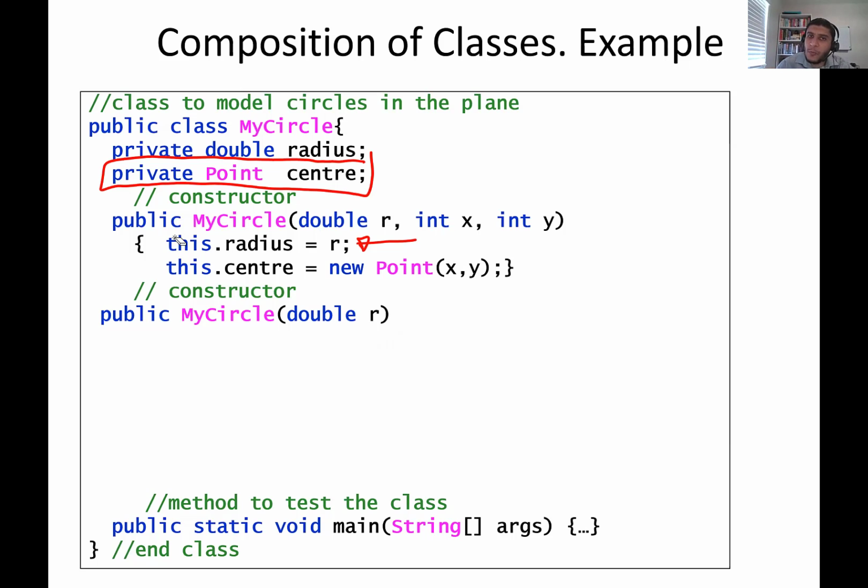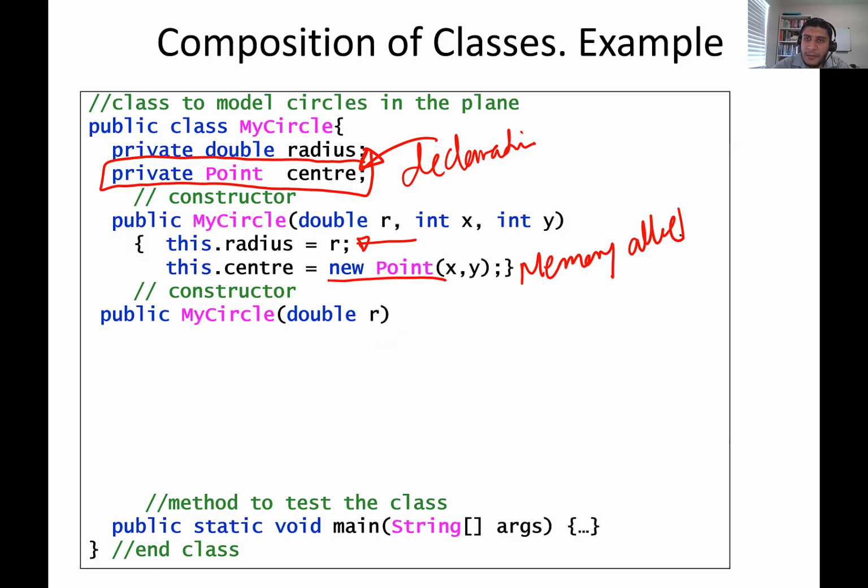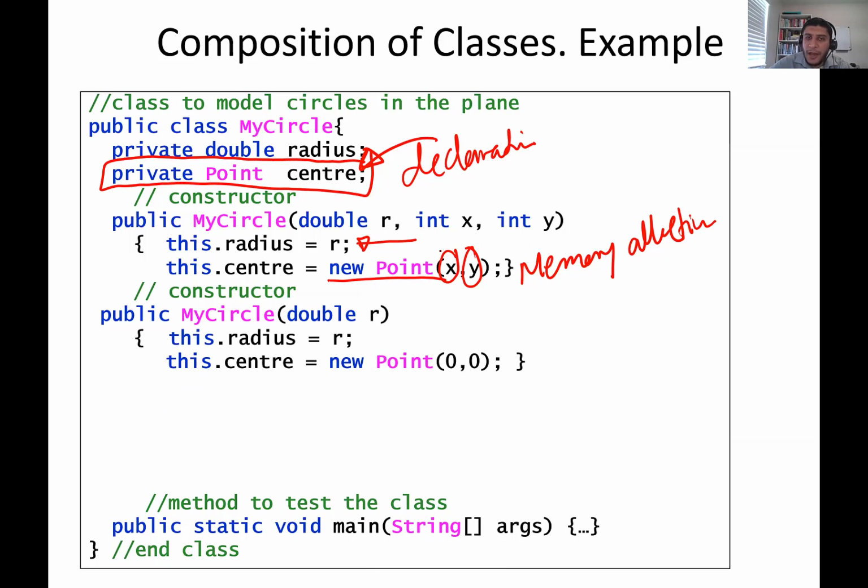Now I need to set x and y, but x and y here should be set as a center object point. So I should say center equal new Point, because remember we said there is declaration and there is memory allocation, right? This is the first lecture we had in classes. So here I'm allocating the memory for the center and initializing it with the passed x and y. While if I only get the r as an input, I create the center to be 0 and 0, as Jan Hao said. Any questions so far?